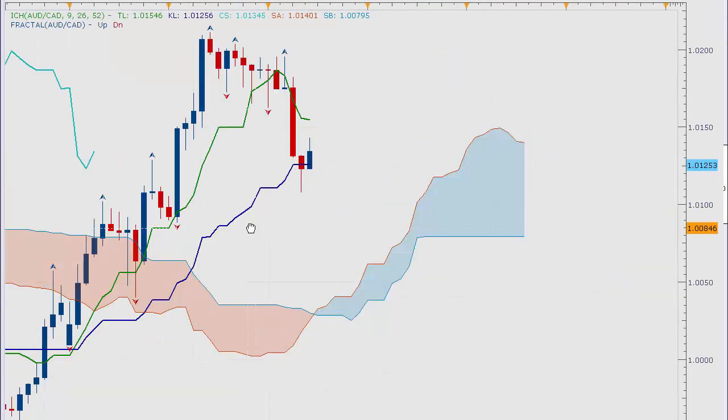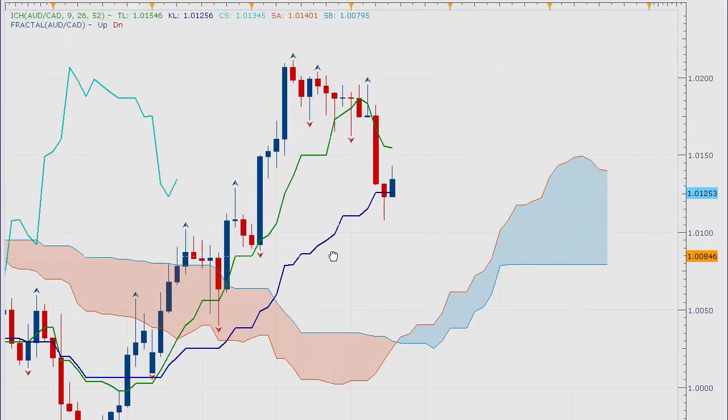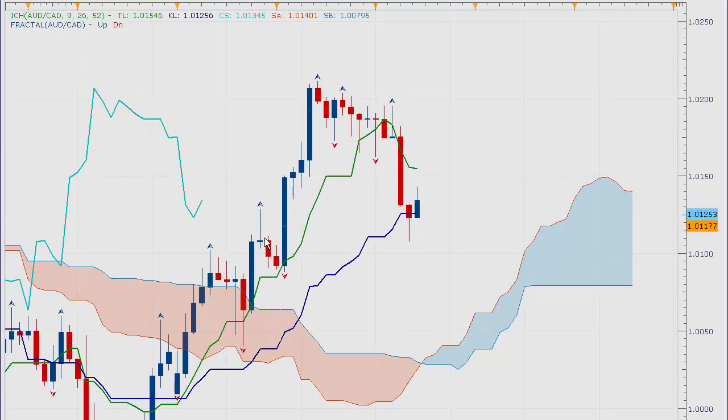Now this one looks better. Aussie CAD. We've had a clear uptrend and we pulled back. We had a nice rejection bar off this Kijun-sen, and now we've got a blue bullish candle to the upside, so that's a possible trade to the upside when the market opens. And that's on the 4 hour.